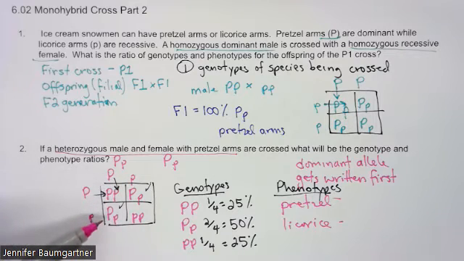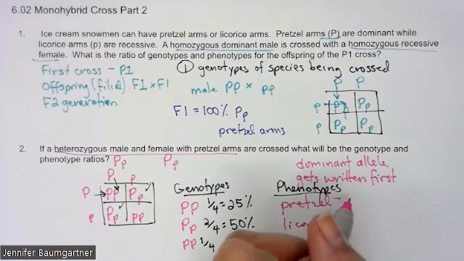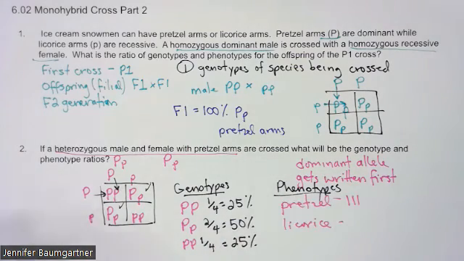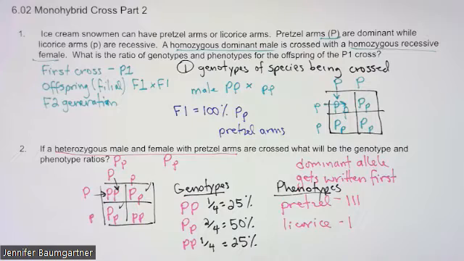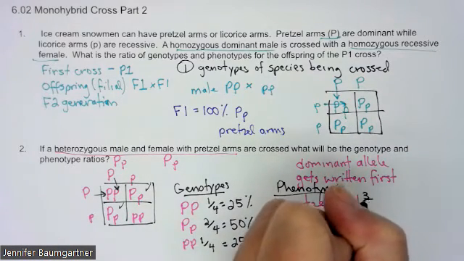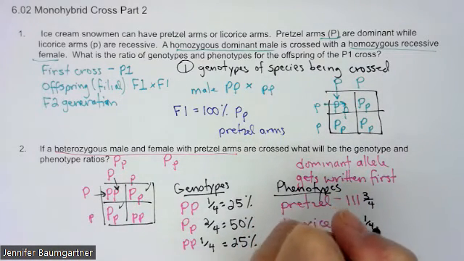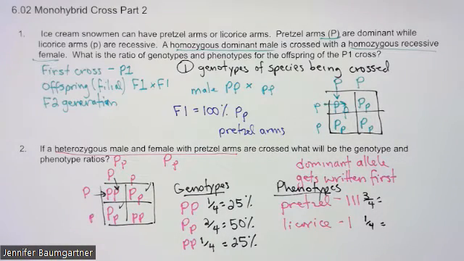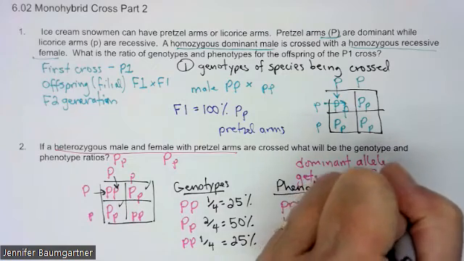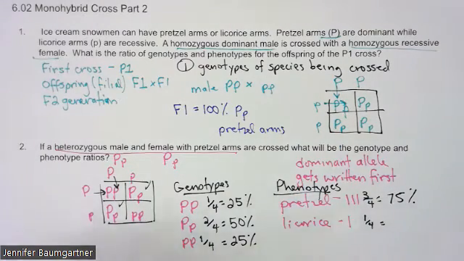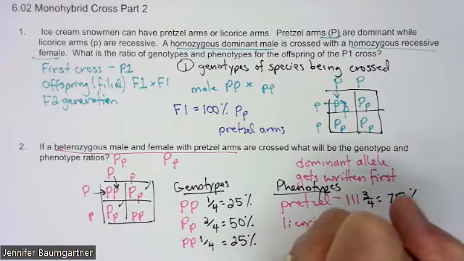Everybody that has a capital P is going to have pretzel arms. So 3 of these boxes have pretzel arms. So I'm going to have 1, 2, 3 of those have pretzel arms, and 1 has licorice. So this is going to be 3/4 and 1/4. Well, when we turn 3/4 into a percentage, and if you don't remember, you can take 3 divided by 4 in your calculator, and that's going to be 75%. And my licorice, 1/4, is going to be 25%.